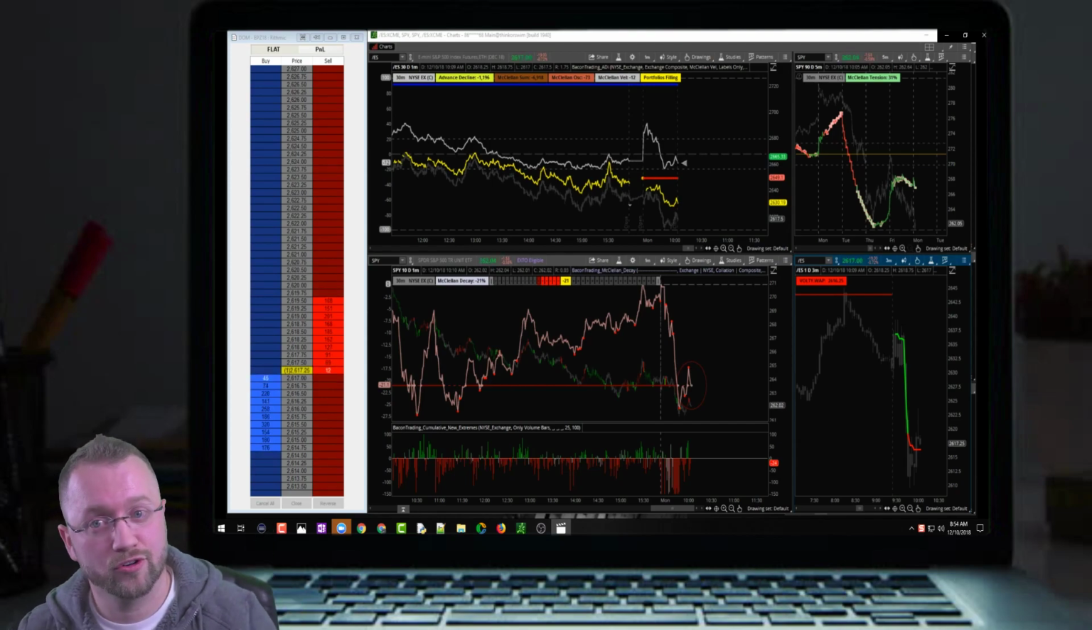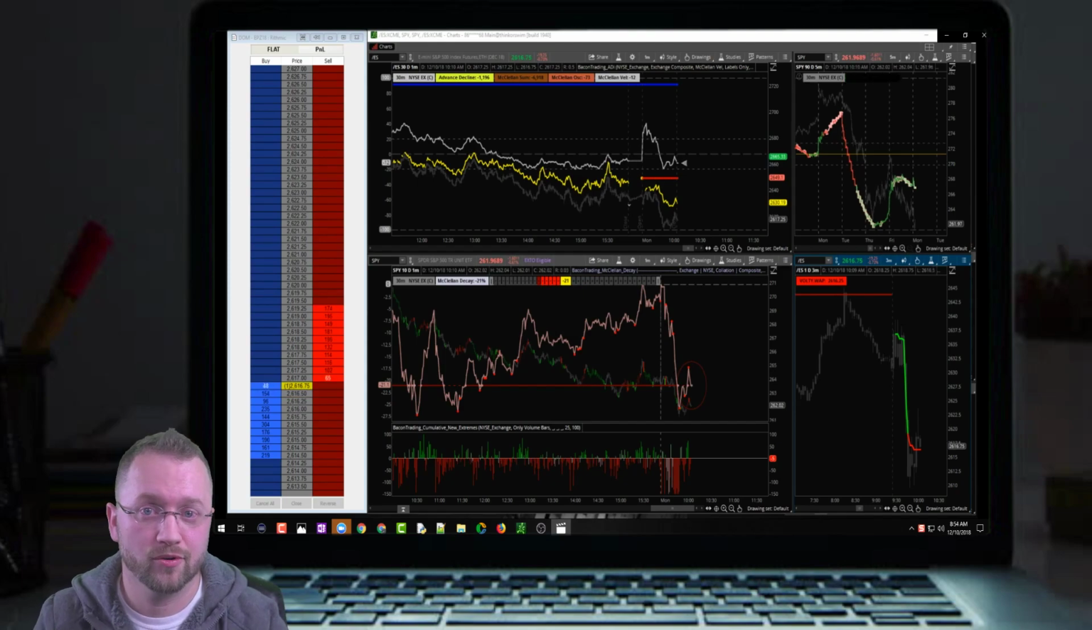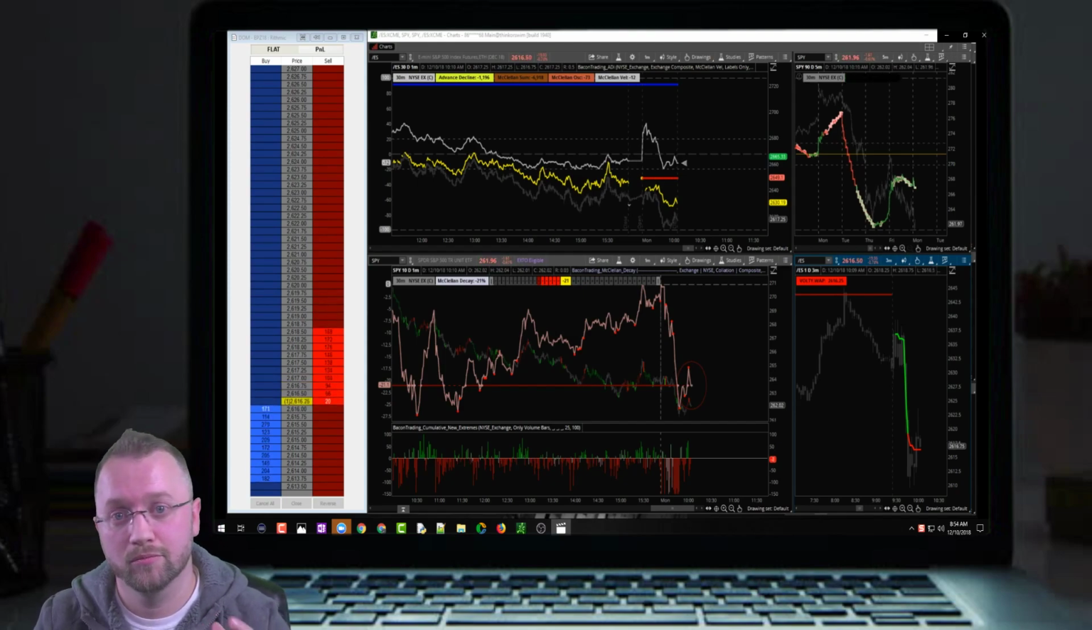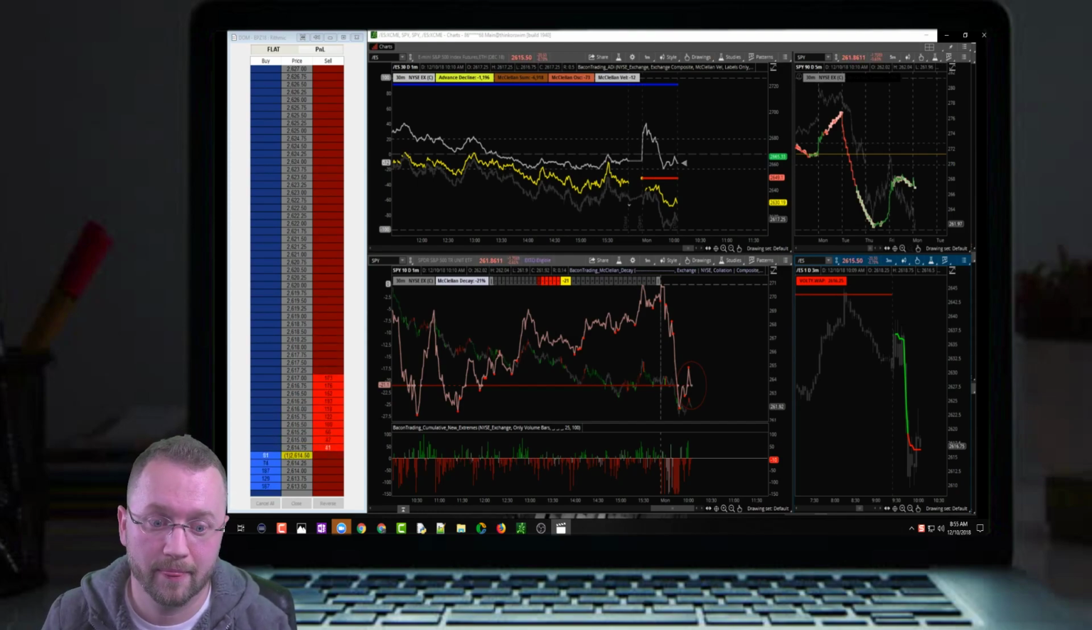Okay, so this is a screen capture of the market as the trade was developing. I wanted to show how the trade developed before I entered it so you could get some commentary about my thoughts and what I was doing.